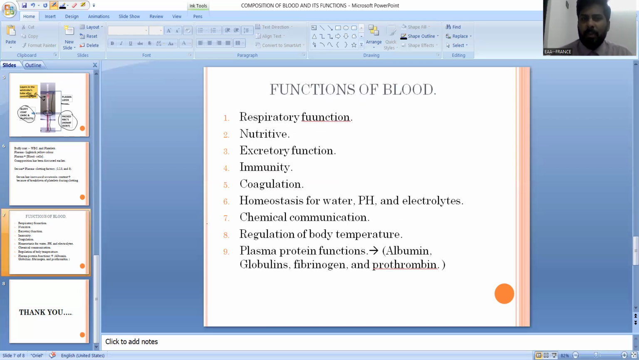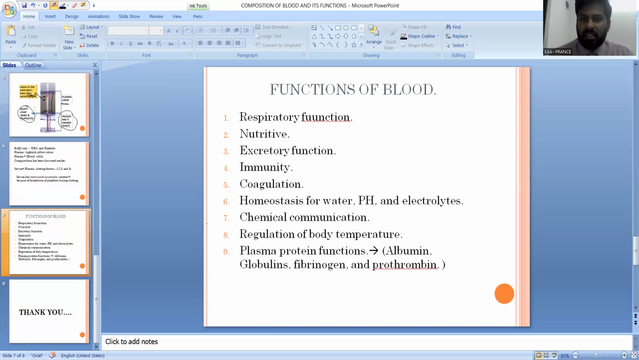And at last, we would be able to see the functions of the blood. What are the functions of the blood? That helps in respiratory function. What do you mean by respiratory function? The RBCs present in the blood carry oxygen, right? The hemoglobin basically is carrying oxygen from the lungs and giving it to the tissues. At the same time, it is taking carbon dioxide from the tissues and giving it back to the lungs so that the carbon dioxide can be exhaled out.